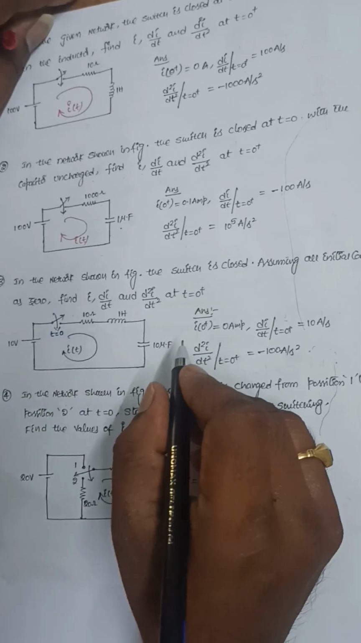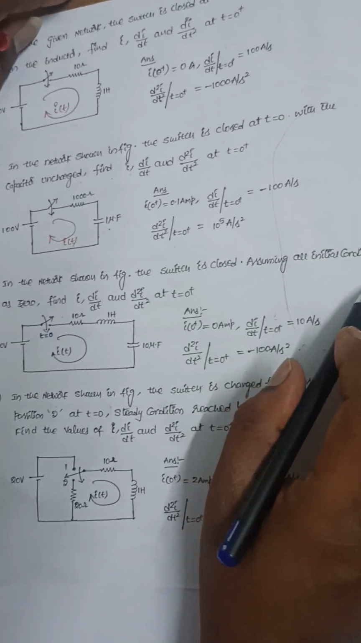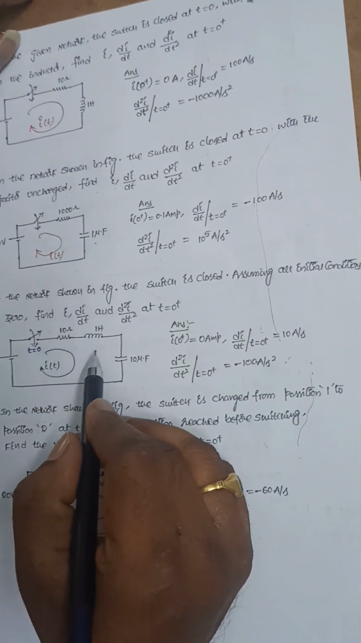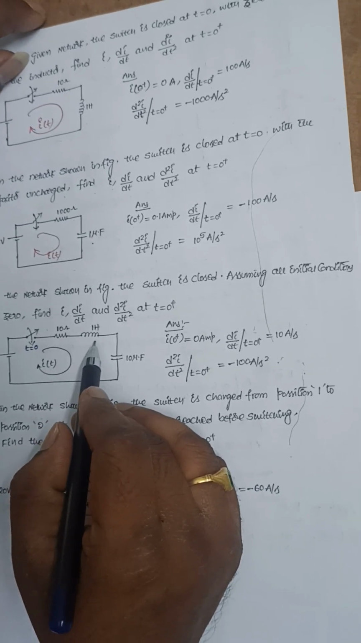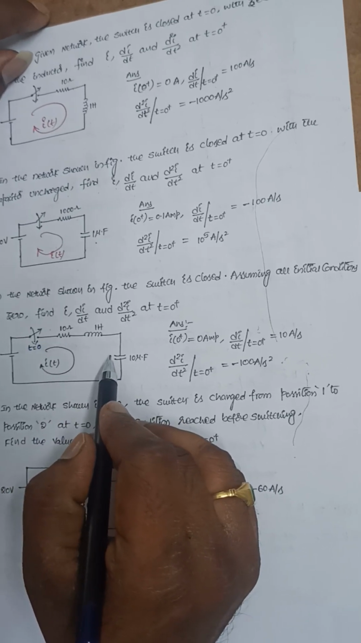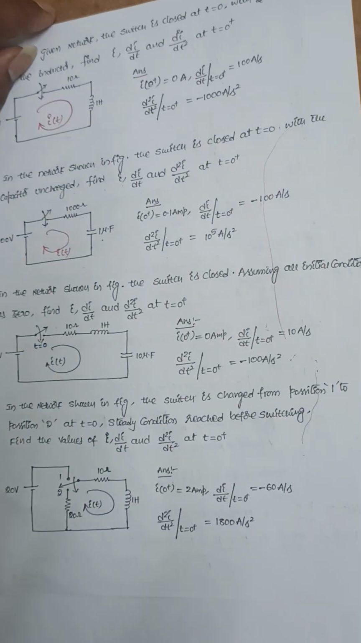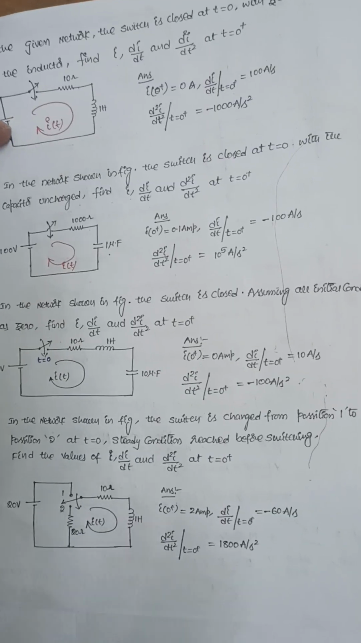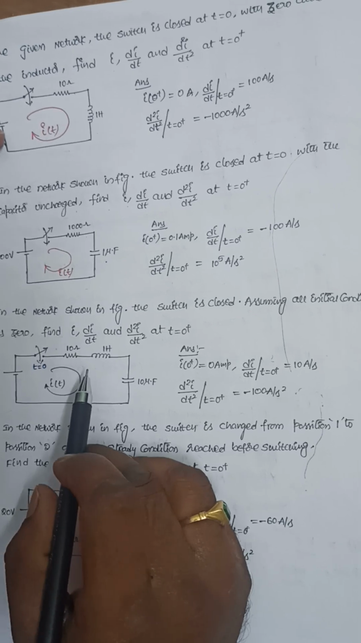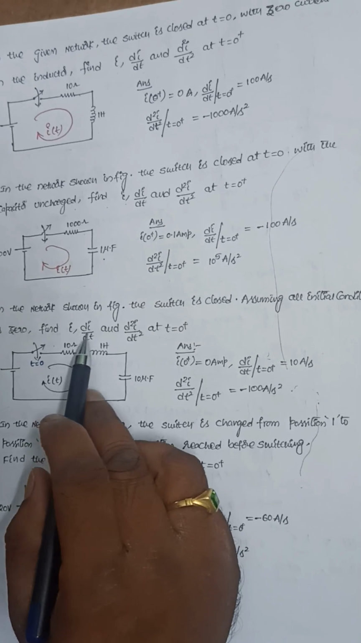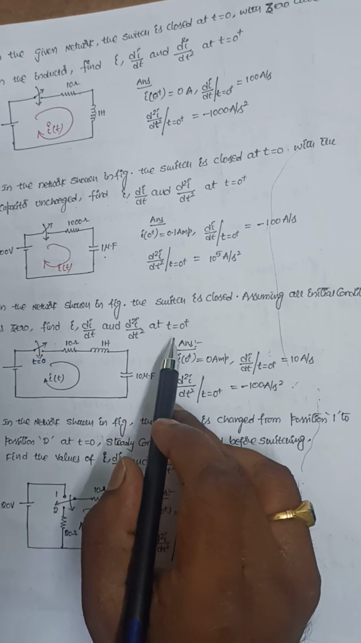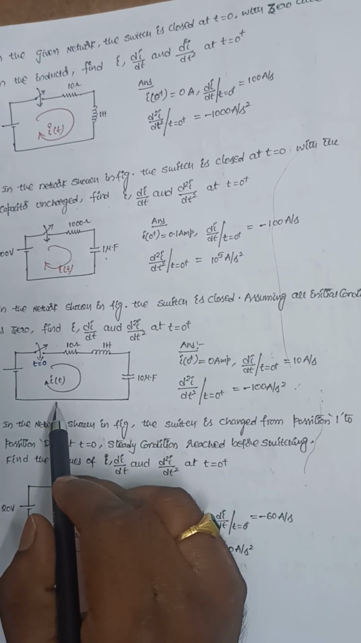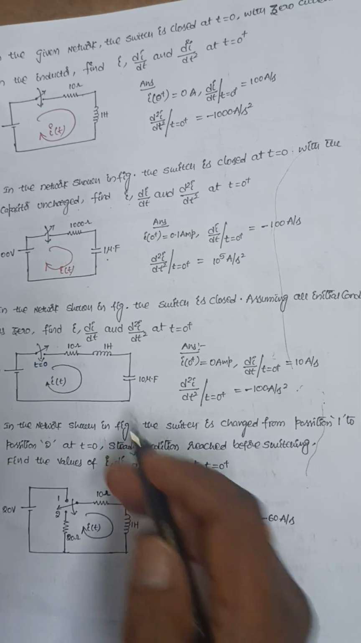Assuming all the initial conditions as 0. All the initial conditions means the initial current flowing through the inductor is 0, and the initial voltage across the capacitor is equal to 0. So here we need to find the values of I, di by dt, and d square I by dt square at t is equal to 0 plus. The same procedure I am going to use here.